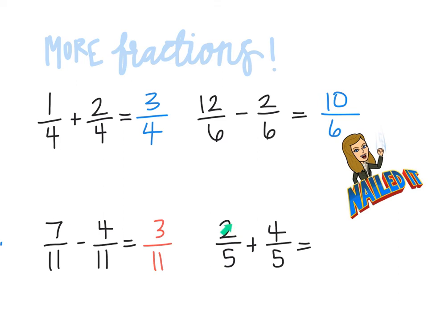Next, 2/5 plus 4/5. Denominator is the same, so we can work with it right away. And I just work with the numerators. 2 plus, watch those signs, 4. I get 6/5. So this time I must have had an extra chocolate bar, and I took an extra piece, 1/5. So total, I have 6/5.